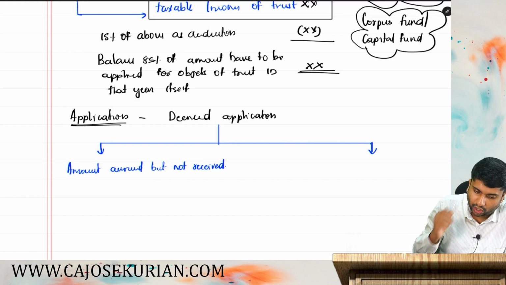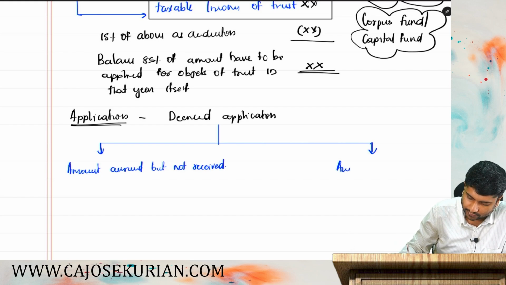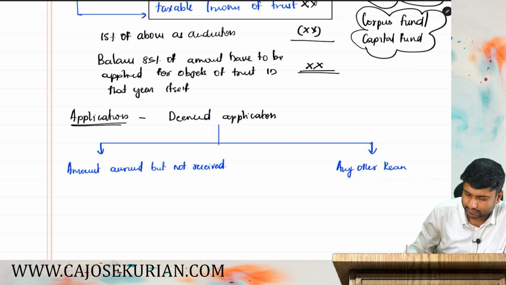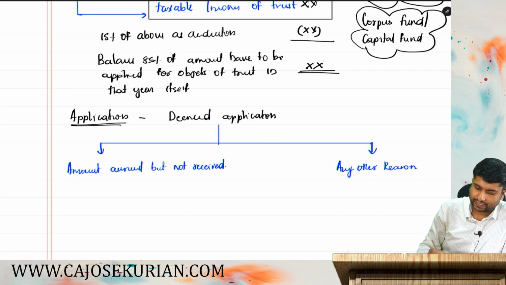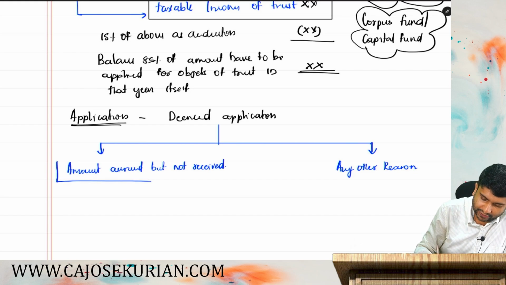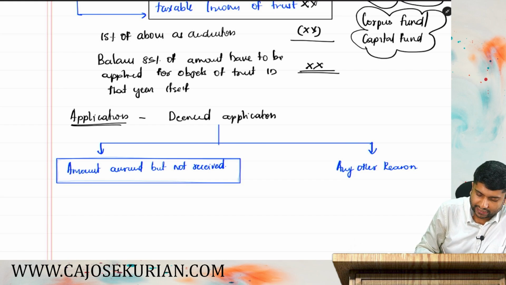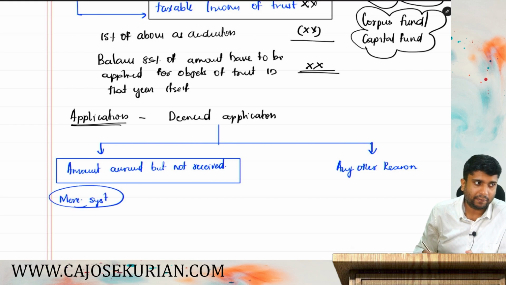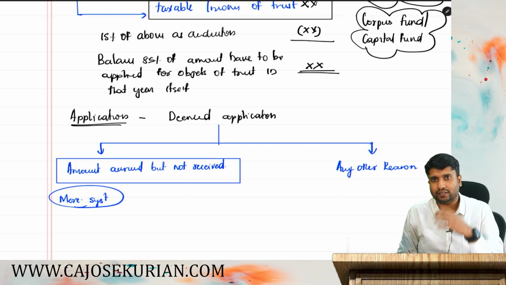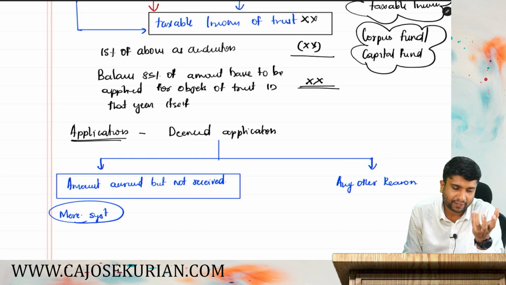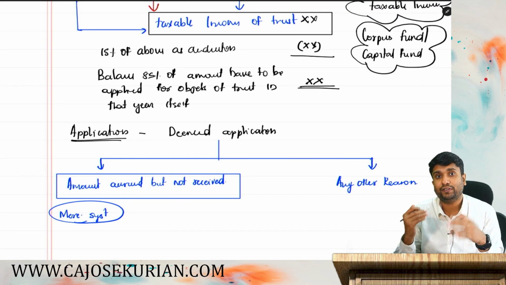Amount accrued but not received is point number one. Number two, any other reason. So let's understand what is this amount accrued but not received. Say for example, you are a trust maintaining books in the mercantile system. And in your taxable income of the trust, there is certain income which is accrued but not received.